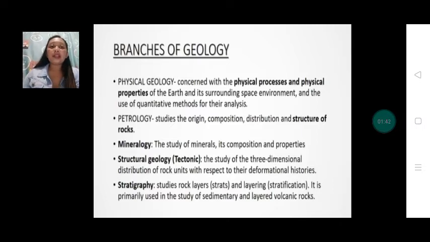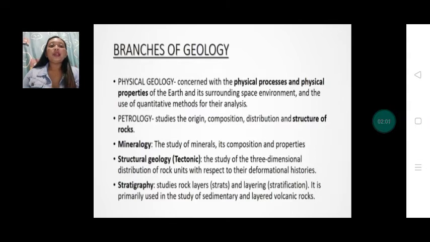So the next one is mineralogy. Mineralogy is the study of minerals, their composition and properties. So it is related to minerals. That is what we study in mineralogy: the composition and properties of minerals.